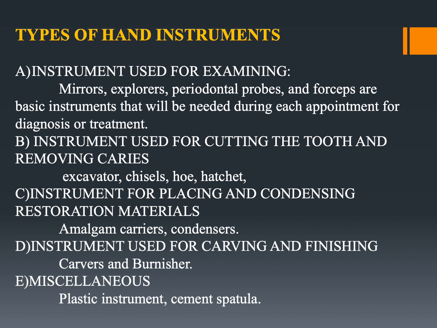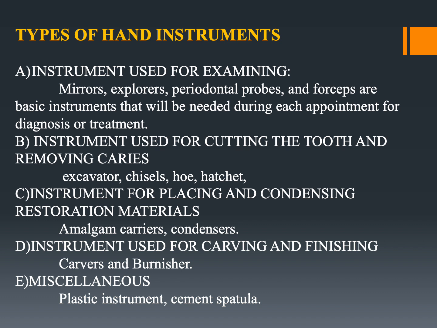Instruments are used for cutting the tooth and removing the caries. For that we use excavators, chisels, hoe and hatchet. For placing and condensing the restoration material after you remove the caries, we use amalgam carriers and condensers. After placing the amalgam inside the cavity, we use instruments for carving and finishing. For that we use carvers and burnishers. Other miscellaneous hand instruments include the plastic instrument and cement spatula.